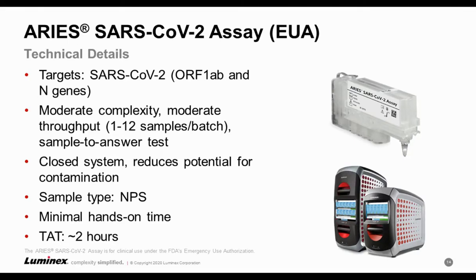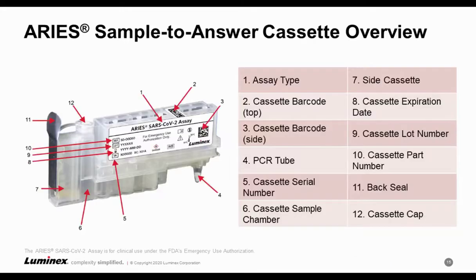It is a closed system, which reduces the potential for contamination. Its preferred sample type is also nasopharyngeal swabs. It has minimal hands-on time, and the total turnaround time is approximately 2 hours. Here's a close-up of what an ARIES cassette looks like. You'll notice that it has some information within a sticker as well as a barcode. The barcode enables the instrument to identify the cassette, the assay type, the lot number, the expiration date, and so on. On the back, the only cassette preparation step is to peel off a foil seal prior to loading sample.